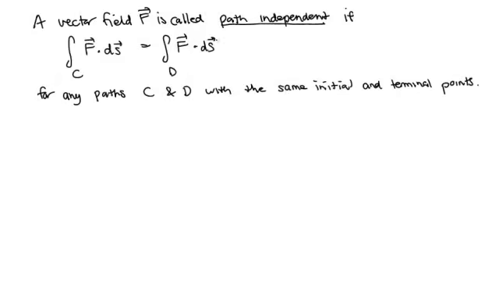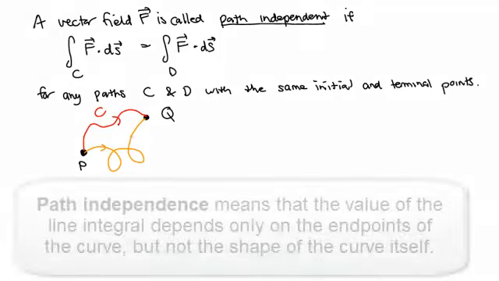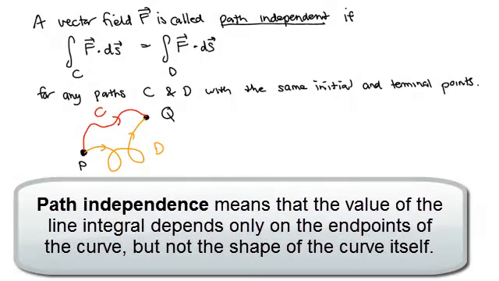A vector field f is called path independent if the line integral of f dot ds over c is equal to the line integral of f dot ds over d for any paths c and d with the same initial and terminal points. In other words, if you had a starting point P and an ending point Q, and you picked any path whatsoever C, and then some other path D with the same starting point and the same ending point, then you should always get the same line integral over the one path C as you did for the other path D.